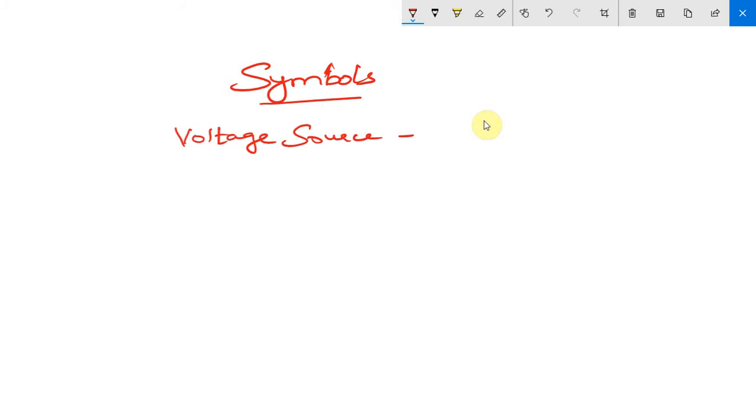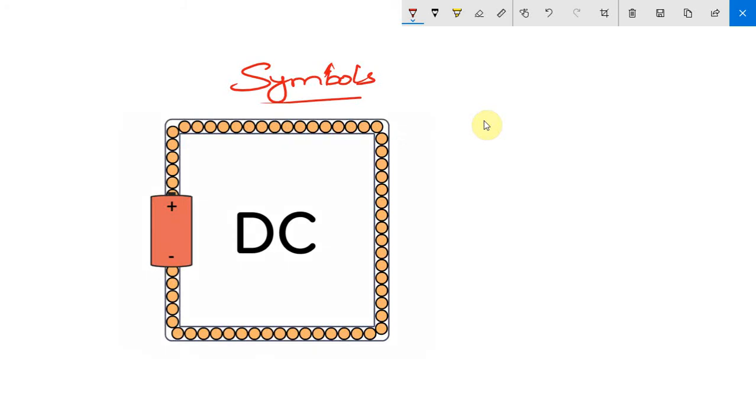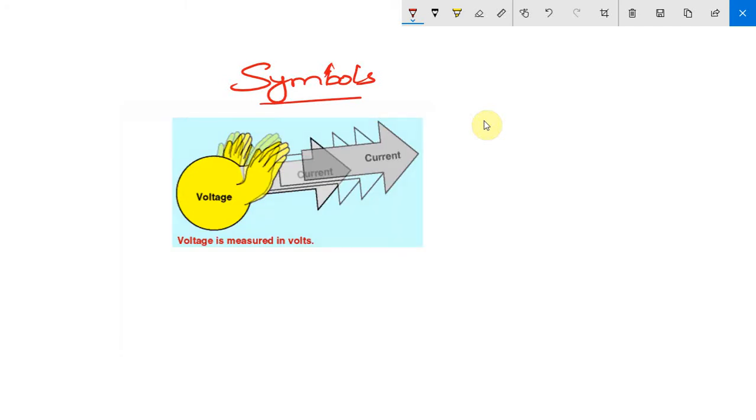At first, voltage source. So, what do you mean by voltage? What do you mean by current? Current is the flow of electrons from one point to another point in a conductor. Can the electrons flow on their own? Definitely not. It requires a certain force, right? That force required to move the electrons from one place to another place is said to be voltage or the potential difference.